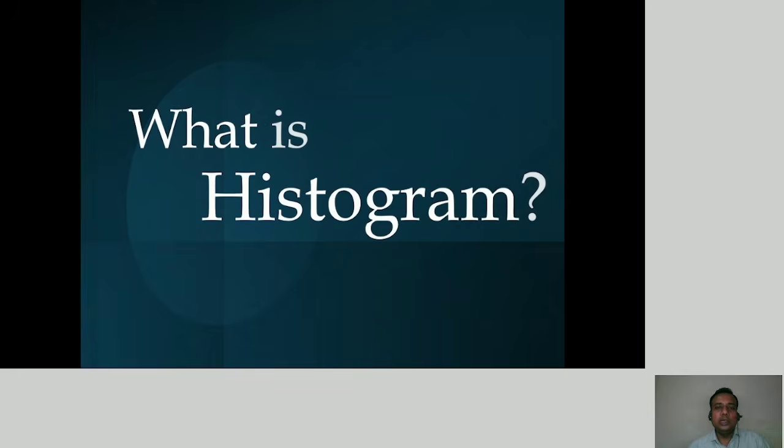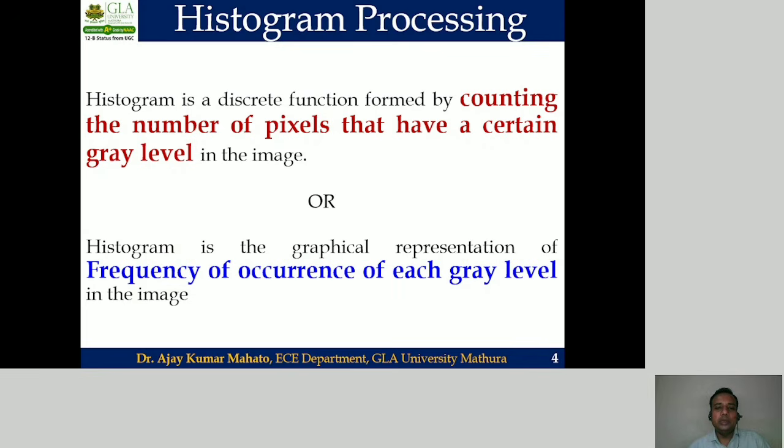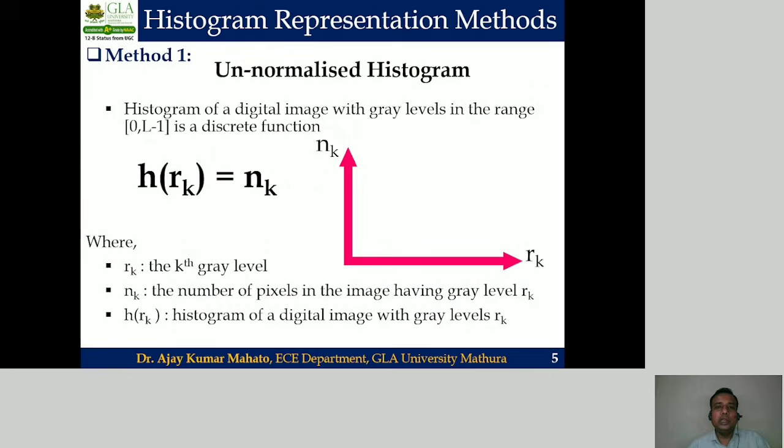So first, what is a histogram? A histogram is the graphical representation of the frequency of occurrence of each gray level in the image. A histogram can be represented in two ways. The first way is the unnormalized histogram, in which along the x-axis we vary different gray levels Rk, and along the y-axis we represent their corresponding number of occurrences in the given digital input image, represented by Nk.